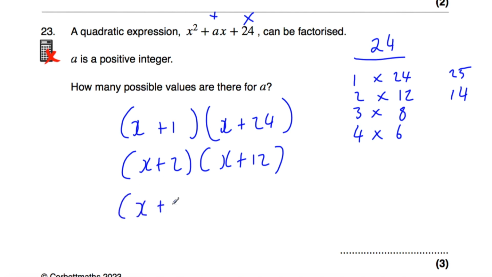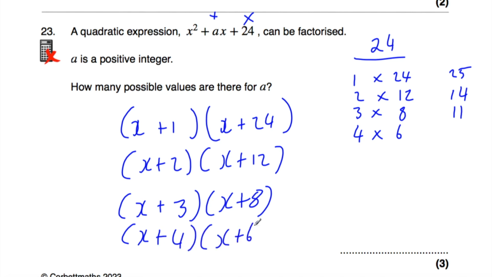Now we've got x plus 3 and x plus 8. If you expand those brackets, you'd get x squared, and then 3 plus 8 is 11, so you'd have 11x plus 24. And finally, if we had x plus 4 and x plus 6, if you expand those brackets, you'd get x squared, and then plus 6x plus 4x, so adding them together would be plus 10x, and 4 plus 6 is 10, and then you'd have your plus 24 at the end.